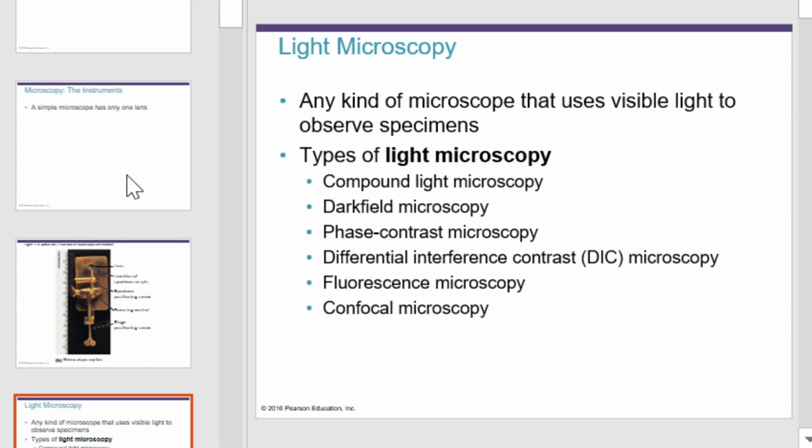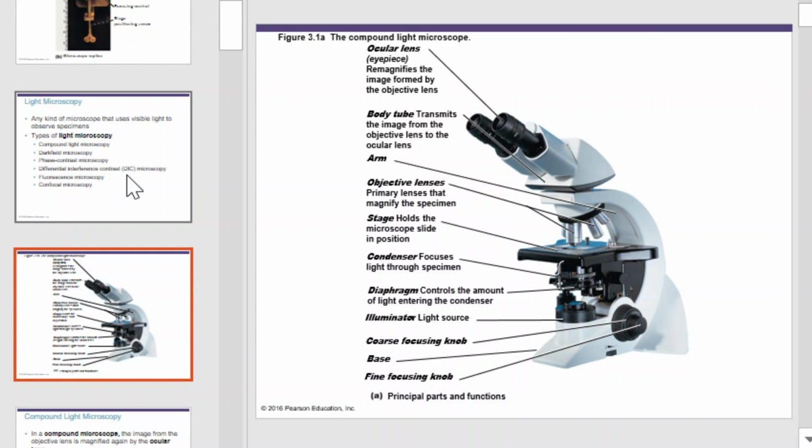Microscopes have come a long ways since the first microscope. Light microscopy is a microscope that uses visible light to observe specimens. There are now a number of different types of light microscopes: the compound light microscope, darkfield, phase contrast, differential interference contrast, fluorescence, and confocal. This is a picture of a simple compound light microscope.